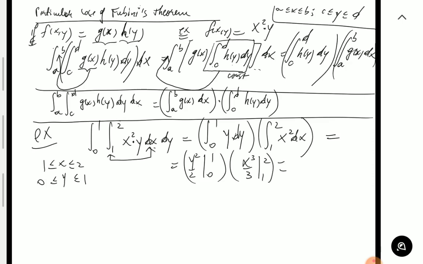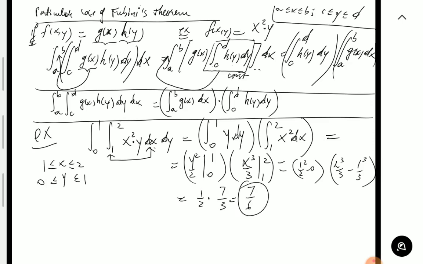So the first one is 1 over 2 minus 0. The other one, 2 cubed over 3 minus 1 cubed over 3. So 1 over 2 times 7 over 3 makes it 7 over 6.